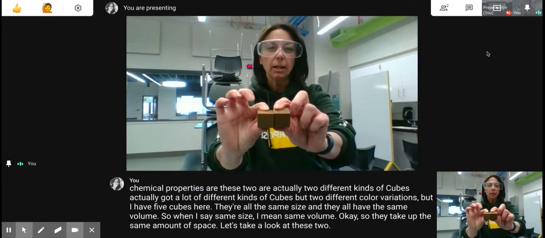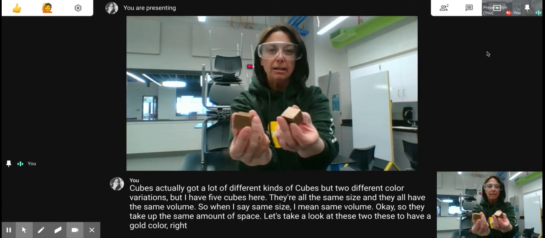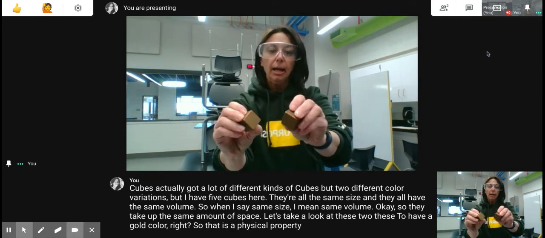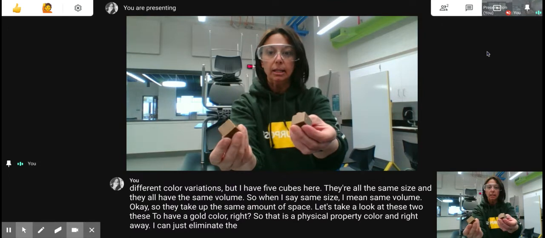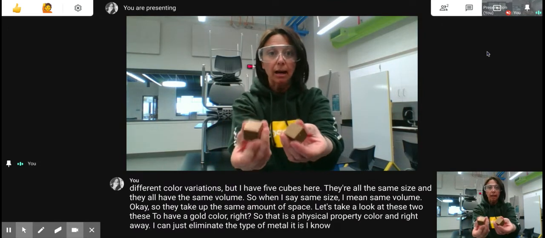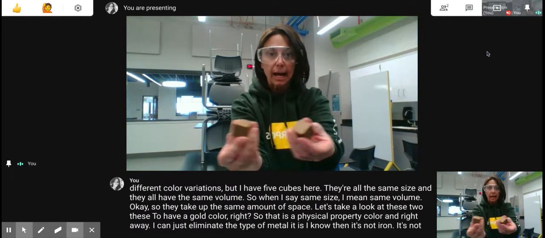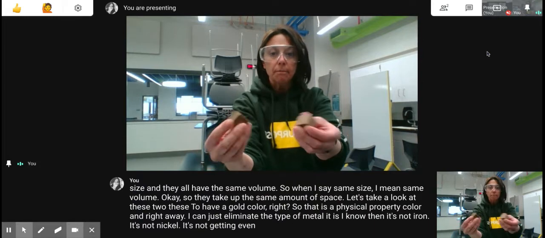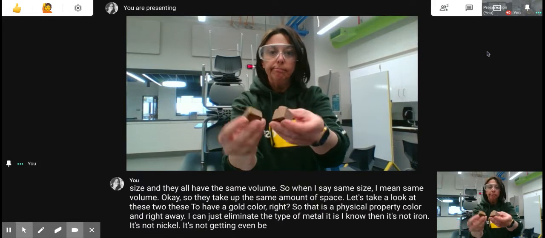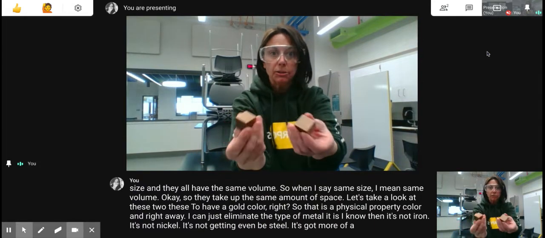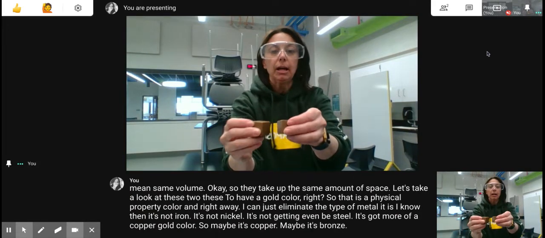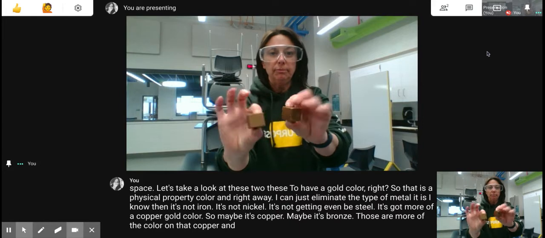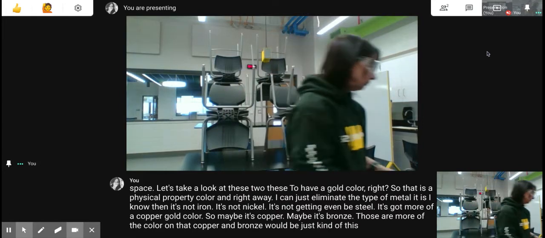These kind of have a gold color, right? So that is a physical property, color. And right away, I can just eliminate the type of metal it is. I know then it's not iron, it's not nickel, it can't even be steel. It's got more of a copper or gold color, so maybe it's copper, maybe it's bronze. Those are more of the color that copper and bronze would be, just kind of this gold color.